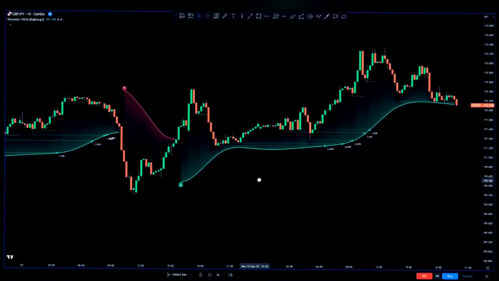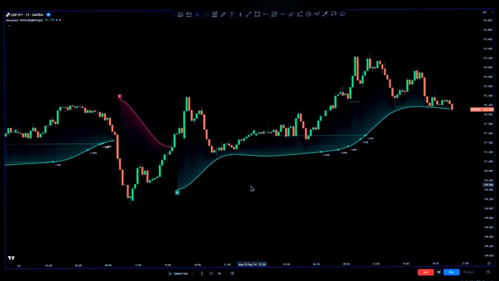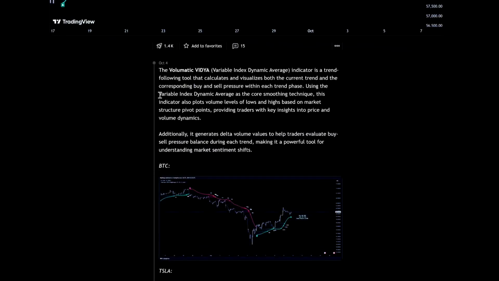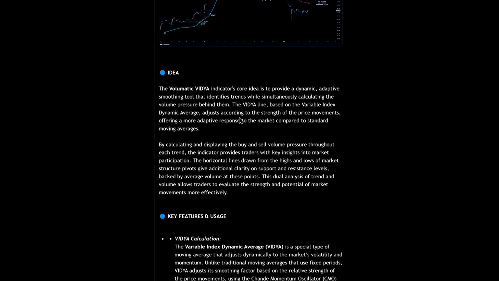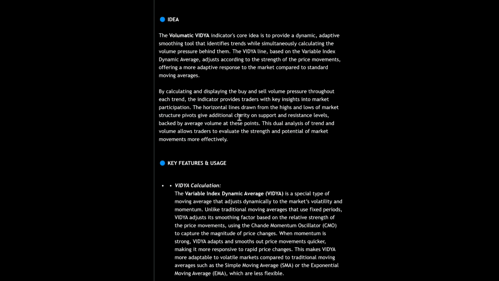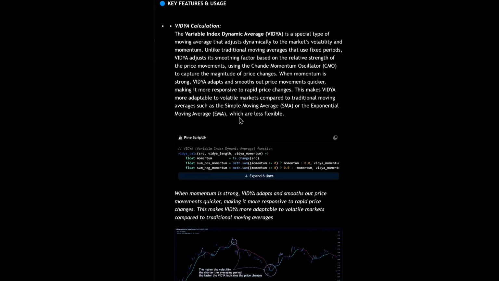So what exactly is the VIDIA indicator? This tool is designed to provide traders with a dynamic view of market trends along with volume analysis. It combines the adaptability of the variable index dynamic average, VIDIA, with volume analysis to give you insights into both the direction of the trend and the strength of the price movement. In short, it helps you identify trends in the market and visualize the buying and selling volumes within each phase of the trend. This is important because the volume behind a trend can tell you a lot about how strong or weak that trend is.